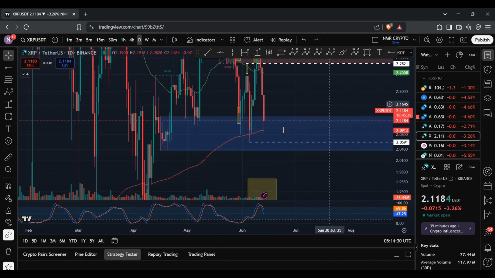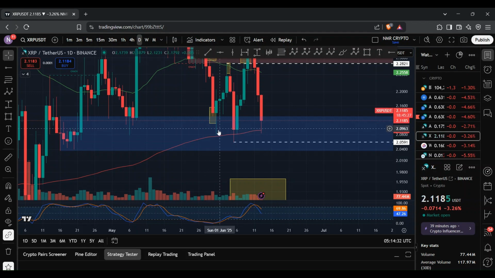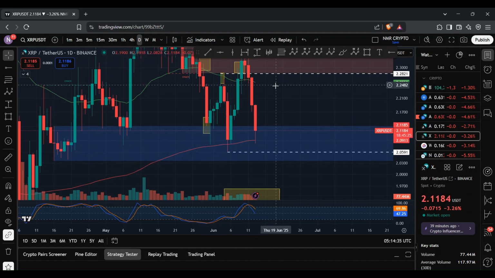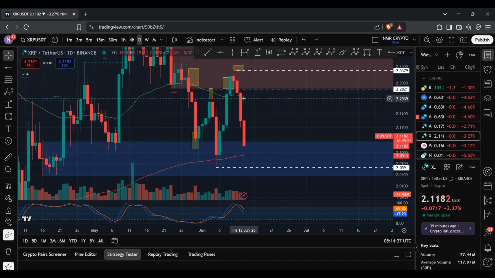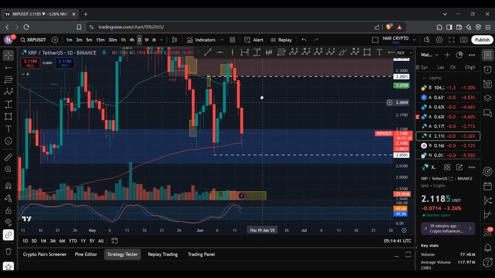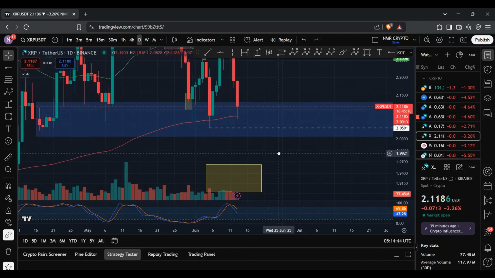But with that being said, we have found support at the 200 EMA 3 times. And so it will be interesting to see if we continue to see that bounce to the upside, where we then potentially tap or retest the 50 EMA at $2.25. But ultimately, I'm looking for a further move to the downside.